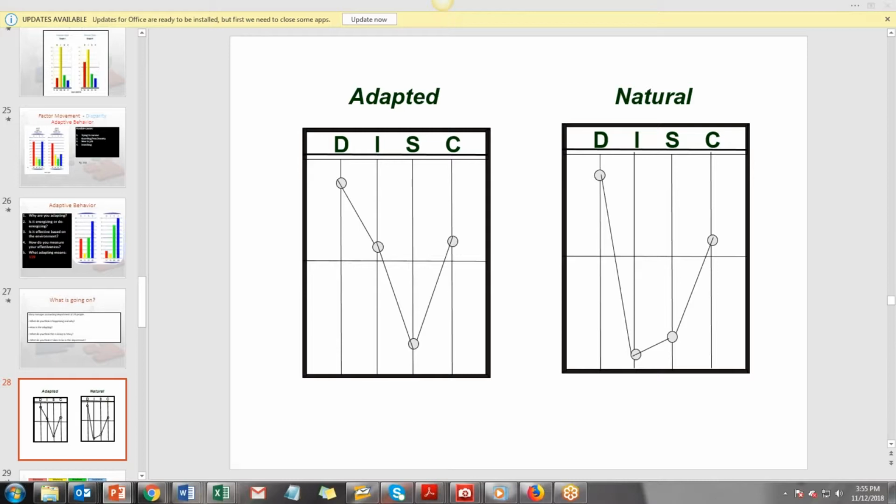D. Right. What's the secondary? What is the secondary style? C. Right. What's the core style? D over C. Yeah, see, that's pretty easy. If that was all we had to learn, it would be a piece of cake. All right, so what we want to do is analyze what a person's D over C behavior looks like.